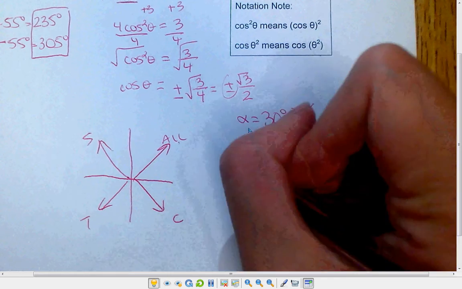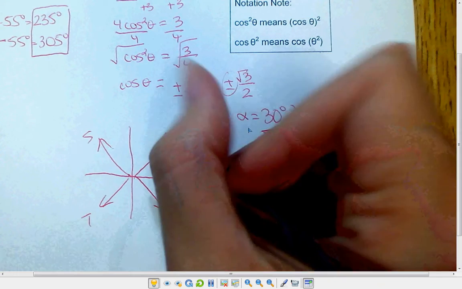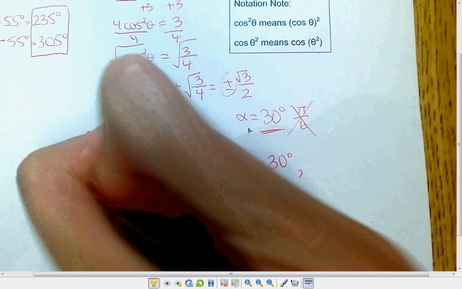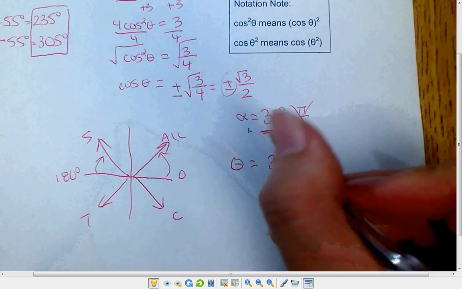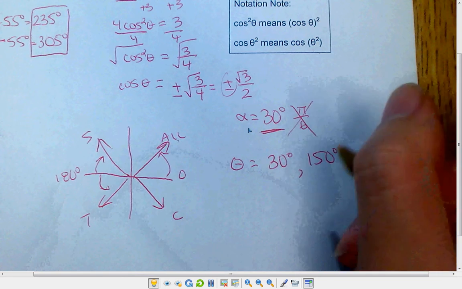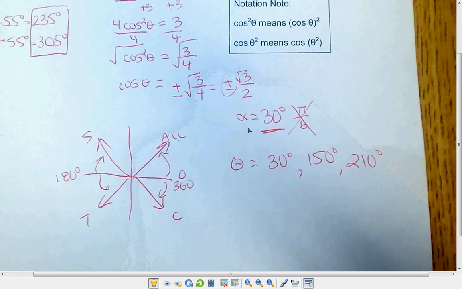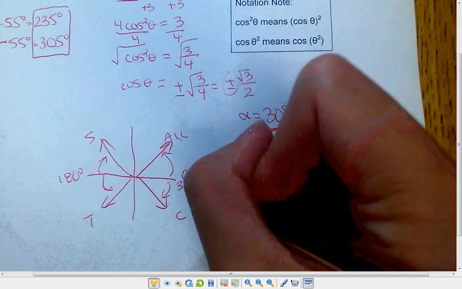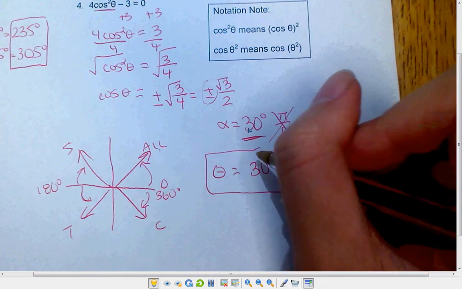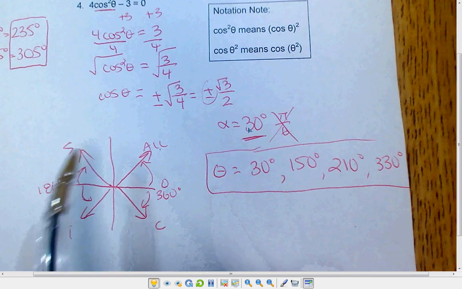So let's start with our first quadrant. Here we have 0 plus 30, which gives you 30 degrees. We have 180 minus 30, which gives us 150. 180 plus 30, which gives us 210. And finally 360 minus 30, which gives us 330. So for this problem, we have 4 different answers because it could be in any of these 4 quadrants.